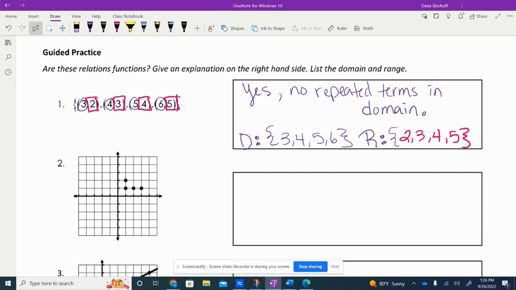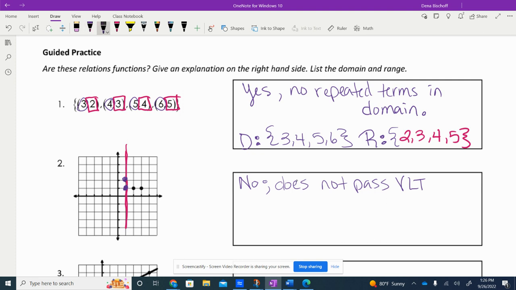What about example number 2? No, who said no? Was that you, Sebastian? Why do you think it's not? Yeah, it does not pass the vertical line test. So this is what Sebastian's saying. He's saying, hey, when you draw a vertical line, you're going to touch that function. That function is going to touch the vertical line 2 times, and that's not allowed.